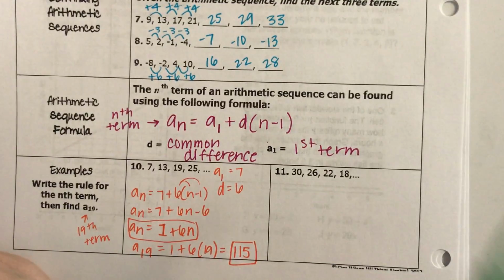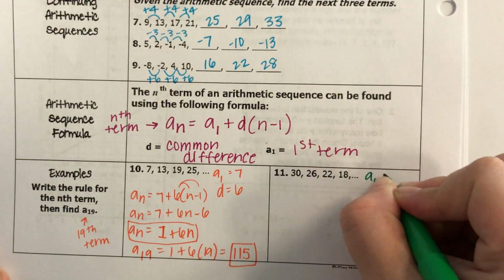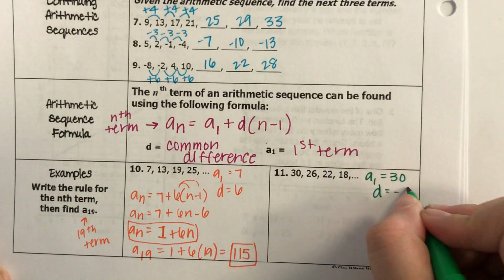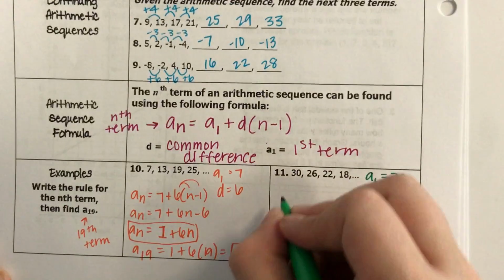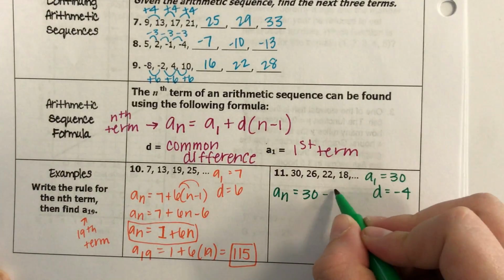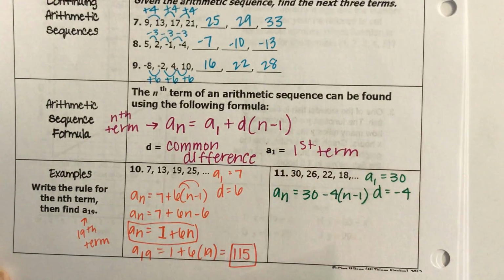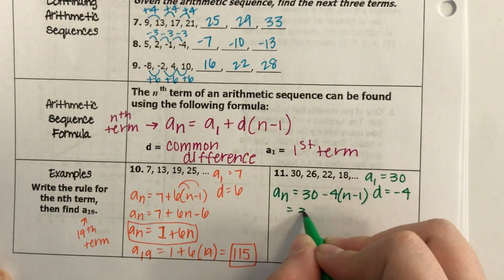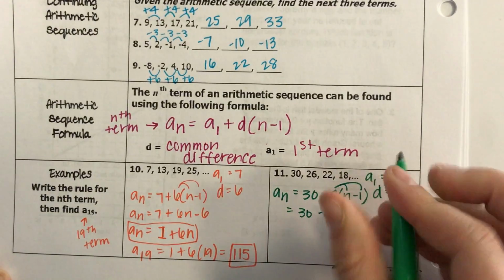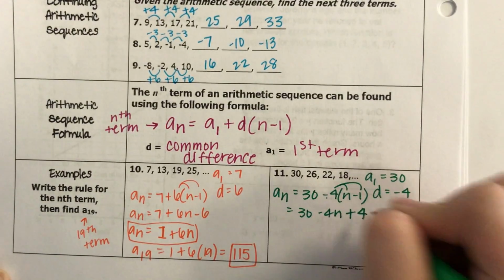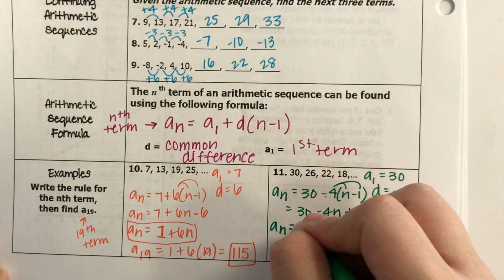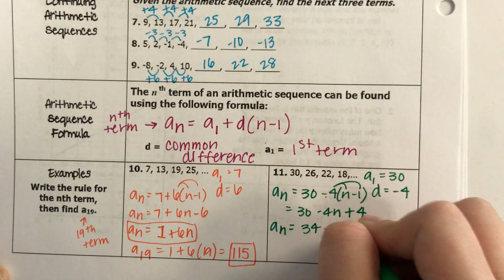Okay, so my a1 is 30, my d, I'm going down by 4 each time, so negative 4. So let's plug them into this formula. A sub n equals 30 minus 4, because our d is minus 4, times n minus 1. So I distribute. Negative 4 times n is negative 4n. Negative 4 times negative 1 is a positive 4. So my formula, 30 plus 4 is 34 minus 4n.